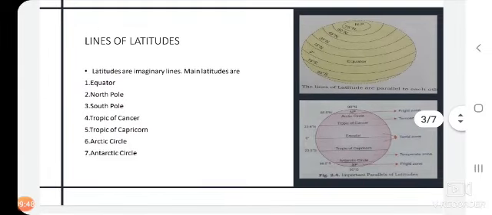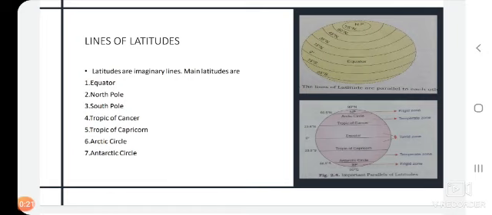So the purposes of latitudes are many. There are so many uses of latitudes. These latitudes help us to find the location of a place and to measure the distance of a place. Not only the location of the place, they help us to measure the distance of a place, and they carve the earth into the heat zones.